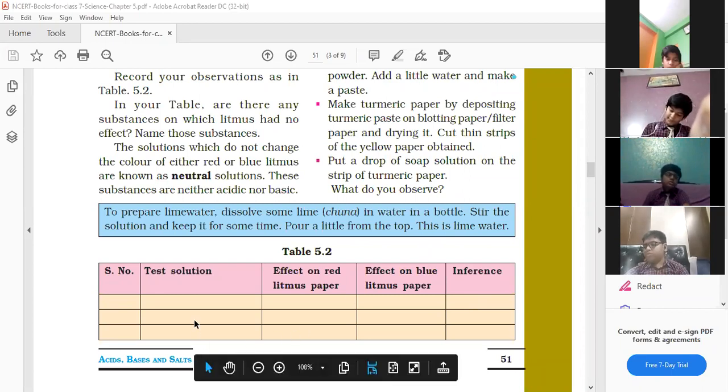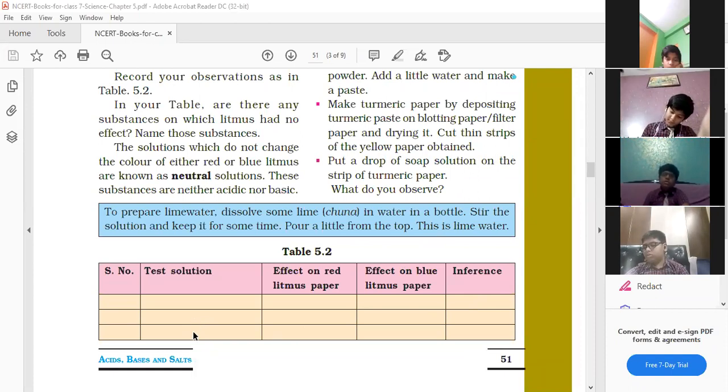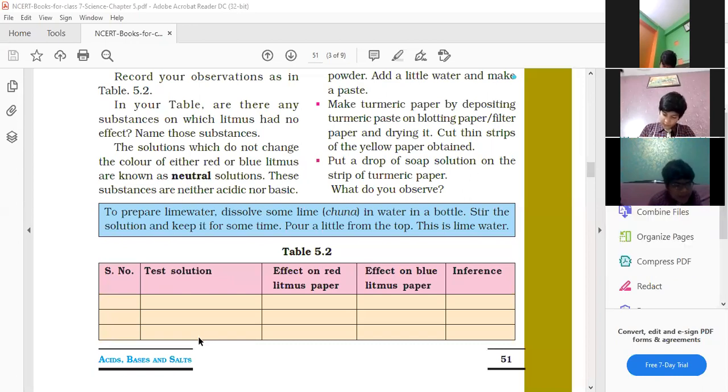Second, you can take vinegar. Third, you can take anything else. First, you have taken lemon juice. Second is vinegar. Third is sodium hydroxide. You can write down sodium hydroxide. Baking soda you can write down.